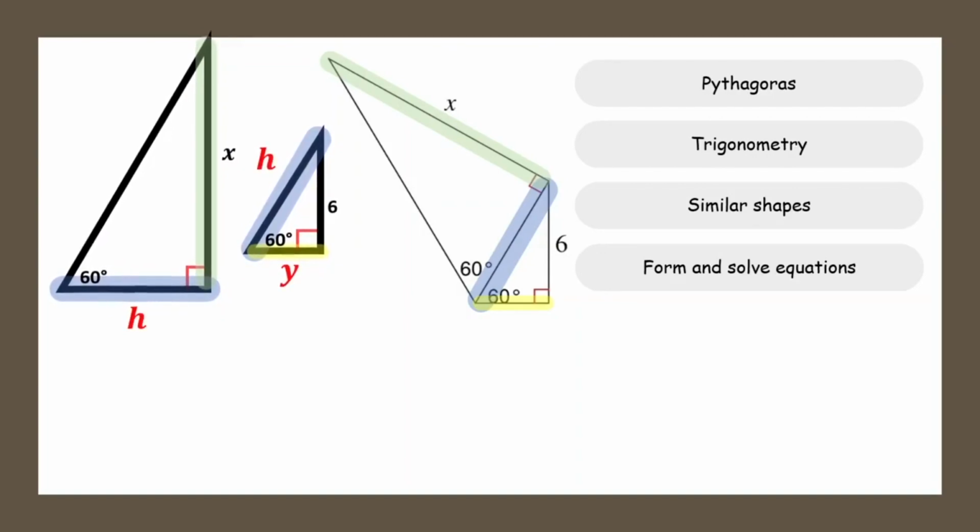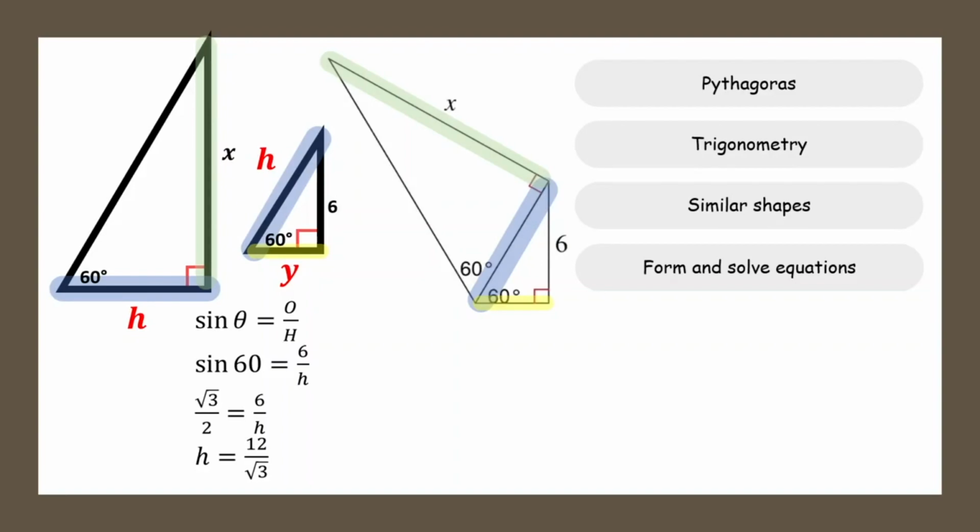I'll start by labeling these to help with the algebra and the equations that I'm going to set up, and I'm looking to find h first. So, focusing on the smaller triangle, I know that h is the hypotenuse. I also know the opposite, and I know the angle. I can use sine theta equals opposite over hypotenuse. If I substitute in, sine 60 equals 6 over h. Sine 60 is root 3 over 2. Rearrange to solve for h equals 12 over root 3.